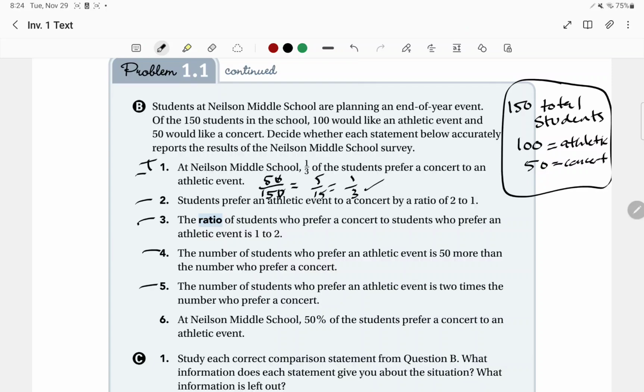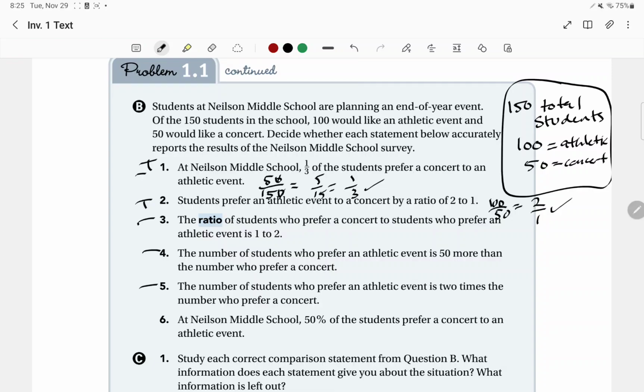Okay, and number 2, students prefer an athletic event to a concert by a ratio of 2 to 1. So athletic event, concert, that simplifies down to 2/1. So yes, that fraction is the same as 2 to 1. So that one is true.